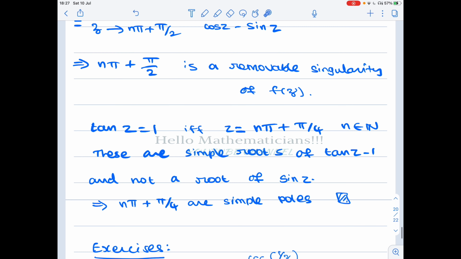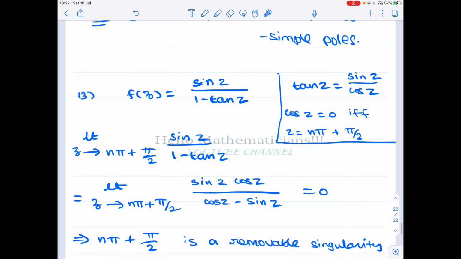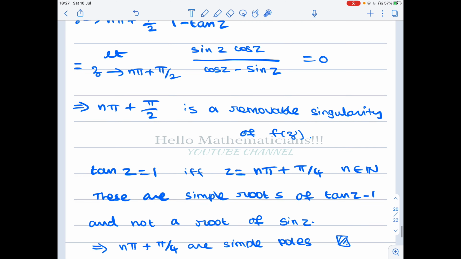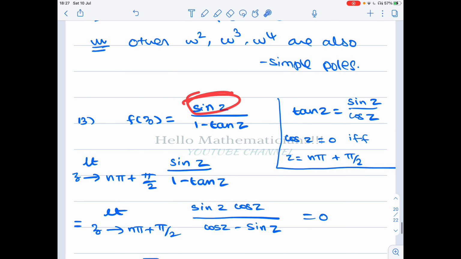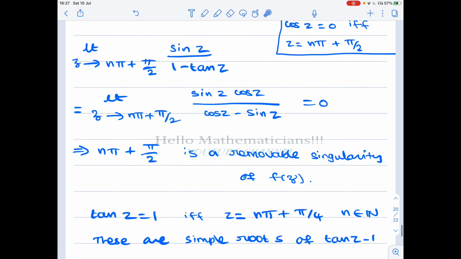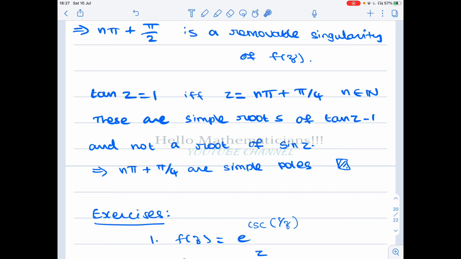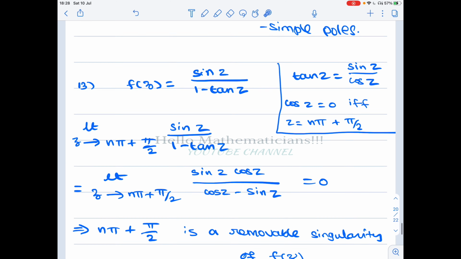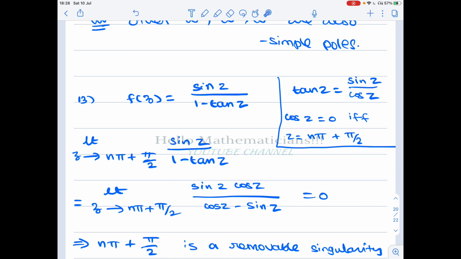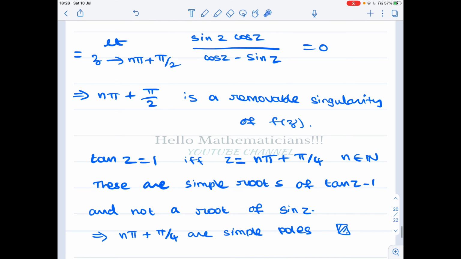Now again, these n pi plus pi by 4 are not roots of sin z. Sin z equal to 0 if and only if z equal to n pi, but it is n pi plus pi by 4. Therefore these points are not roots of the numerator, but they are simple roots of the denominator. Therefore we conclude that they are all simple poles. If they are a simple root of the denominator, and if they are not roots of the numerator, then we can conclude that they are poles of order 1.